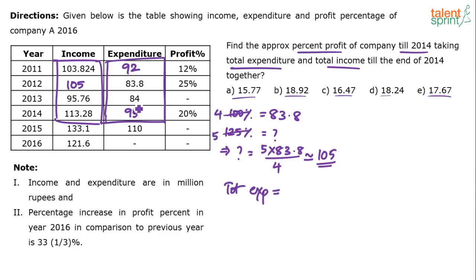Now, 2 and 3.8 is 5.8. 5.8 and 4 is 9.8. 9.8 and 5 is 14.8. Yes or no? 5, 4, 9 plus 2, 11. 11 and 3.8 is 14.8. So, 340 plus 14.8 is 354.8.